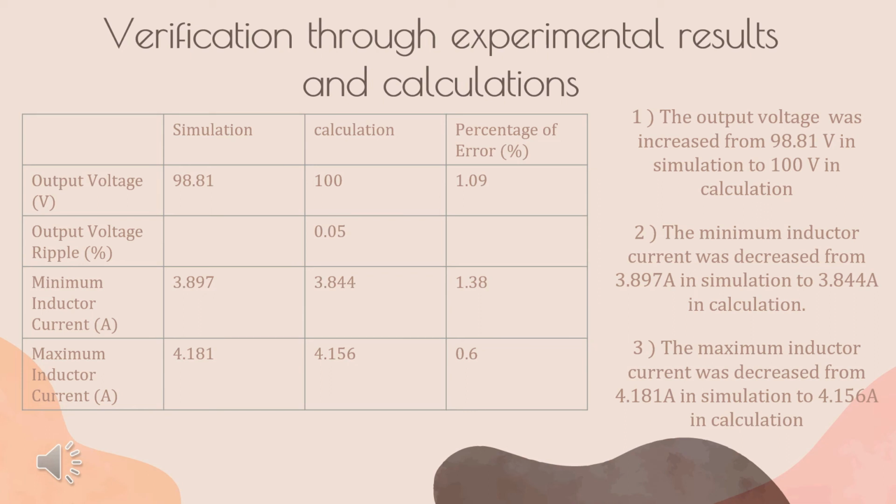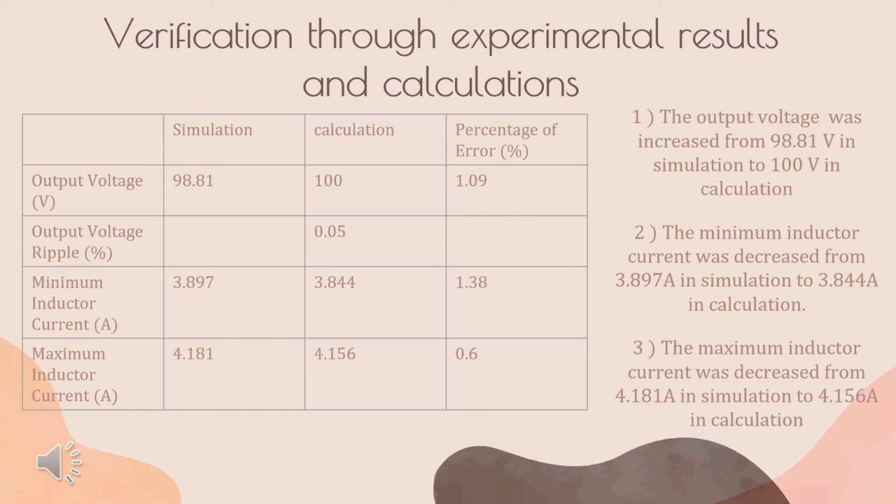Next, for output voltage ripple, in calculation we got 0.05. Moreover, for minimum inductor current, in simulation we got 3.897 ampere, but in calculation we got 3.844, and the percentage of error is 1.38. Here we can see that the simulation value decreased to the calculation value.